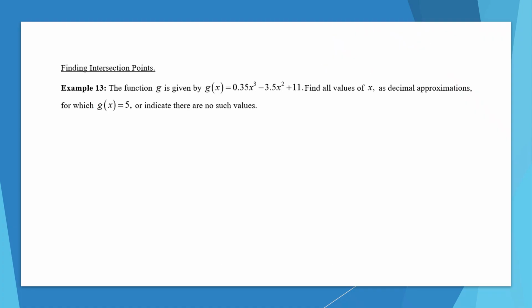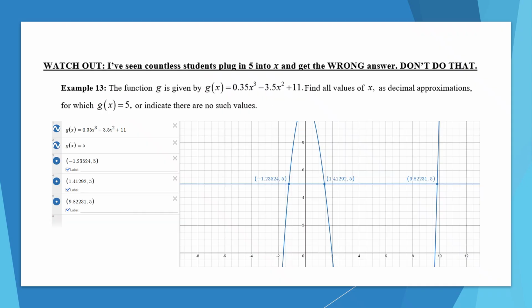All right, number 13, finding intersection points. Find all values of x as decimal approximations for which g of x, this equation here, equals 5. And so I would literally make it as simple as possible and type both of these equations into two separate lines in Desmos, and then find the intersection points, and you're looking for the x coordinates. Obviously, because the y coordinates are going to be 5, so that's probably not going to be your answer.